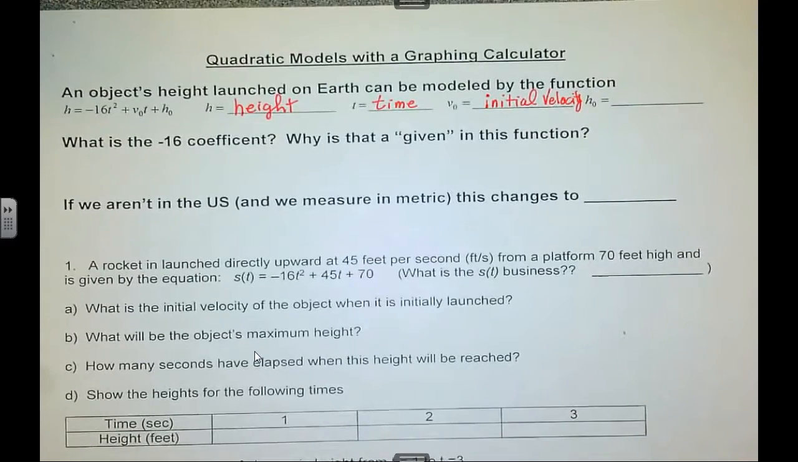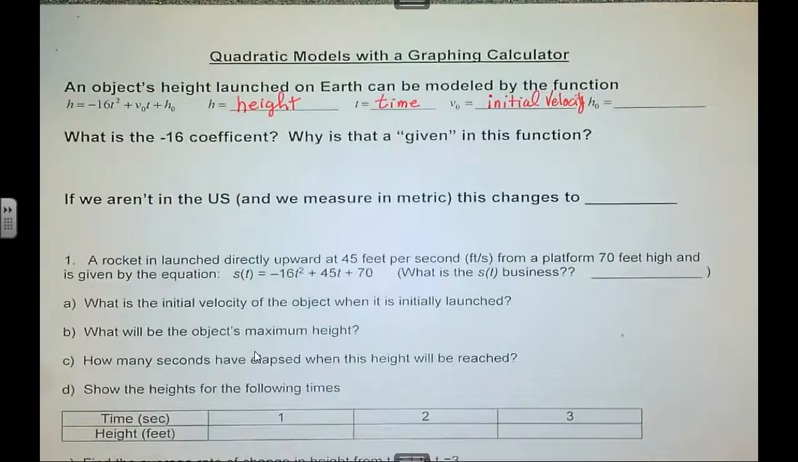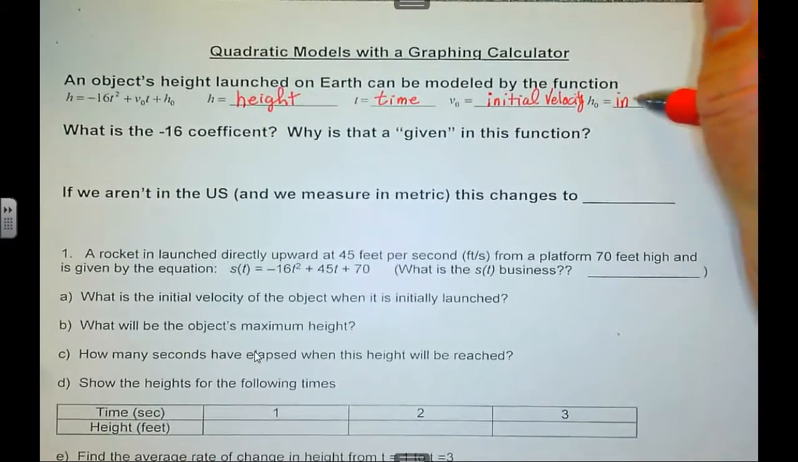And what about h of 0 or h naught, a sub 0, a sub naught, however you want to say it, doesn't matter, they're all proper. What do you call initial height? Wow, you guys are fantastic.